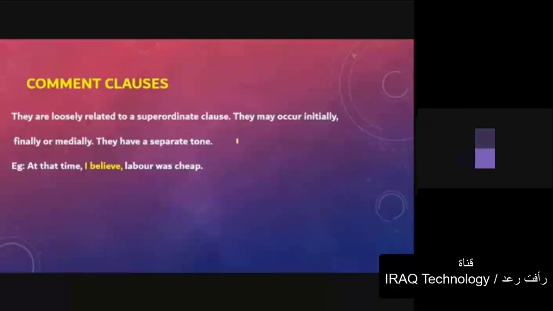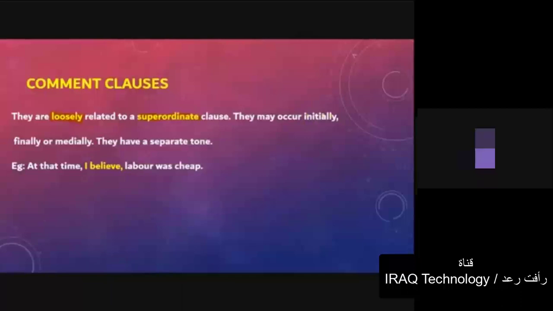Now, the other type, we have comment clauses. They are loosely related to a superordinate clause. What is the meaning of loosely? Do you know the meaning of this word? Not so, not very much. It means not exactly, or not very much. Loose means not strong, not stiff. So their connection with the superordinate clause, I mean the main clause, the independent clause, is very loose.